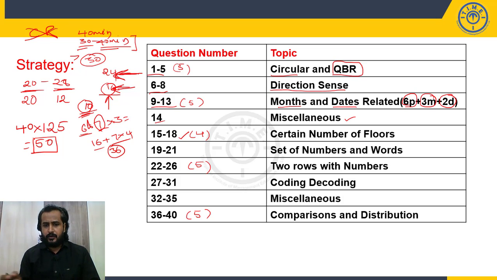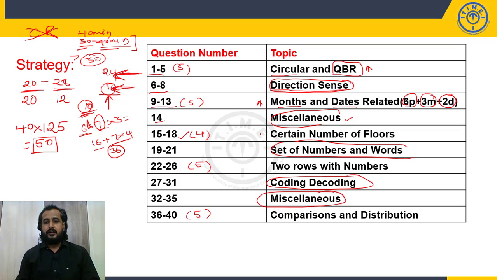Clear? So in this paper, my approach will be, first I will go ahead and solve the direction sense questions. After that, I will go to the miscellaneous, set of numbers and words, coding, decoding and miscellaneous. So I am going to clear my section wise cutoff. After that, with the remaining time, I will try to increase my score. So to increase the score, definitely we need to attempt the puzzles.